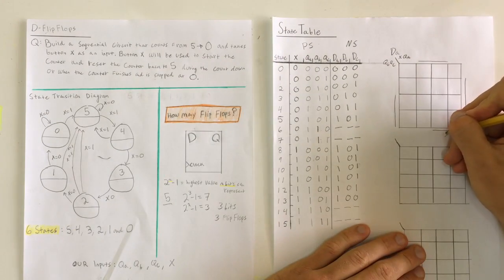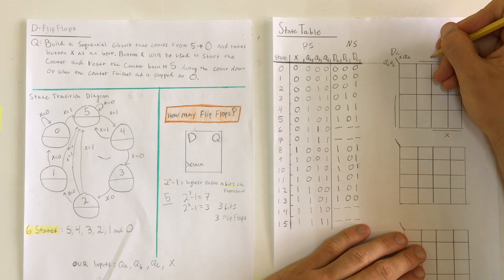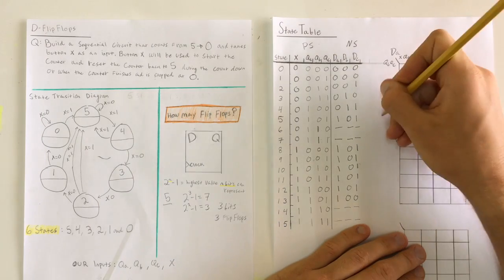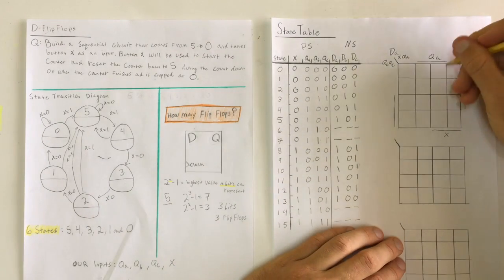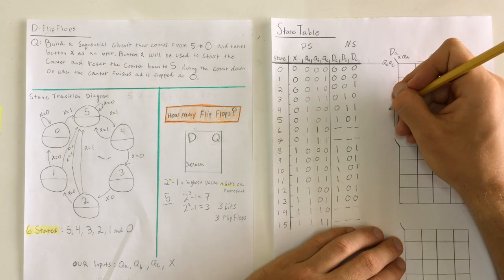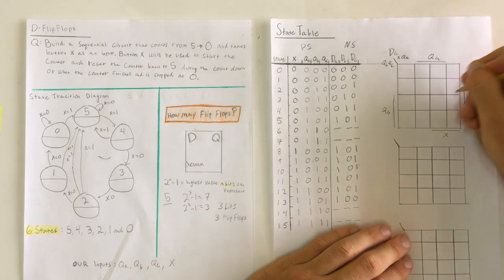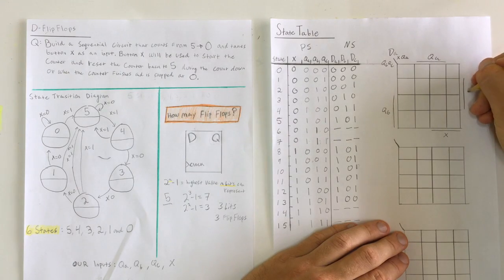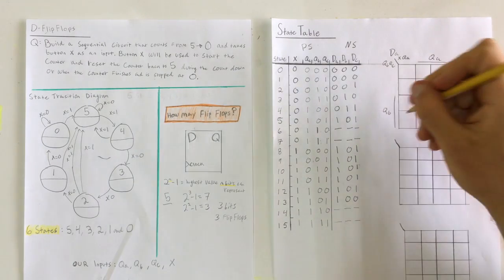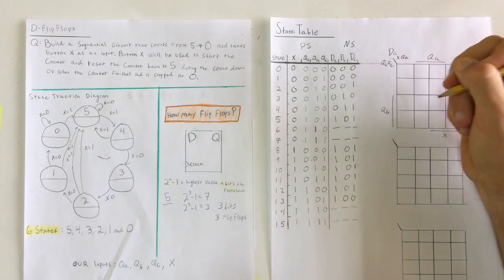So this will be the 2 rows where X is positive. These will be the 2 rows where QA is positive. This is the 2 columns. These are the 2 rows where QB is positive, and these are the 2 rows where QC is positive. We can use this again to better find our minimum sum of products.